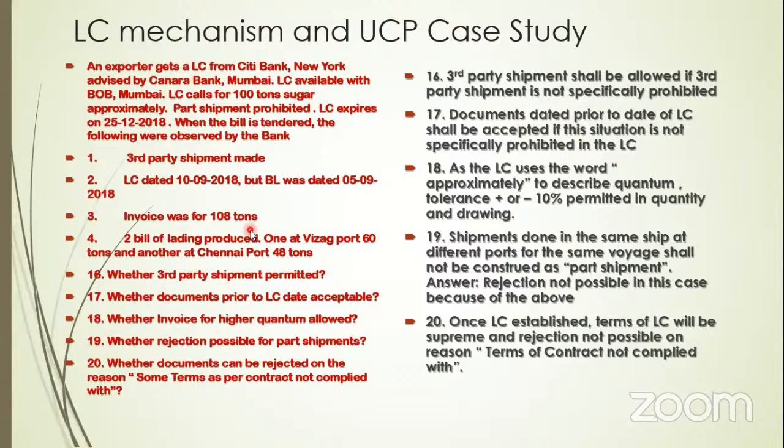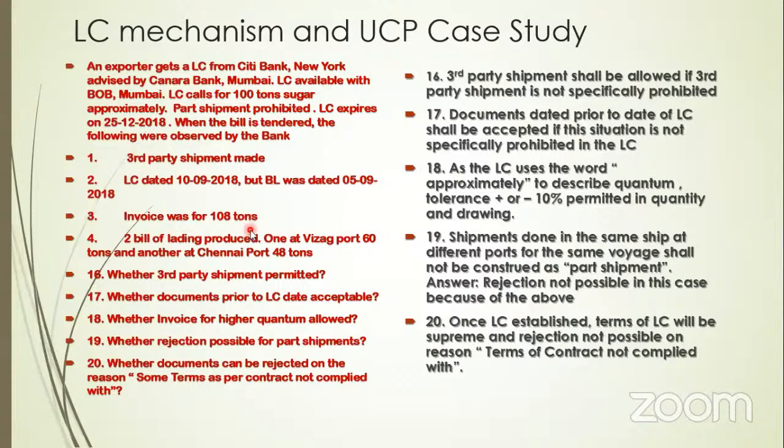Sir, one doubt. Please explain, sir, tolerance level for cost is 5%? Yes. I will give a simple example. Note down the example. If the LC uses the word approximately to describe a quantum, 100 tons approximately, the tolerance level will be plus or minus. Tolerance means either plus or minus 10%. Agreed? Okay. Supposing, second, I am giving point by point.